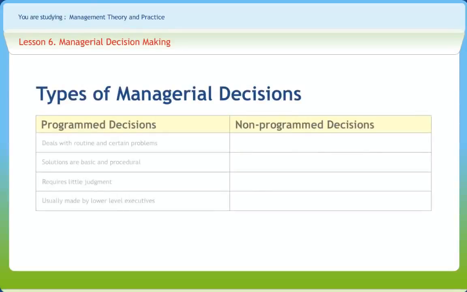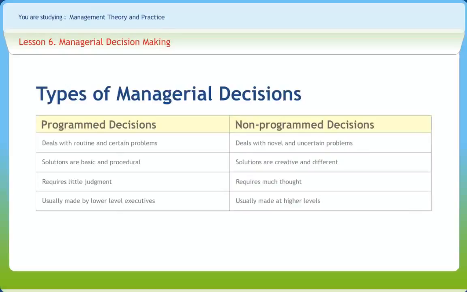Managerial decisions may be programmed as well as non-programmed. Programmed decisions are concerned with relatively routine and repetitive problems. Information on these problems is already available and can be processed in a pre-planned manner. For example, if an employee is habitually a latecomer, he can easily be dealt with under the established procedure. Under programmed decisions, the solutions are basic and procedural and hardly require any judgment. Obviously, such decisions are usually made by lower-level executives.